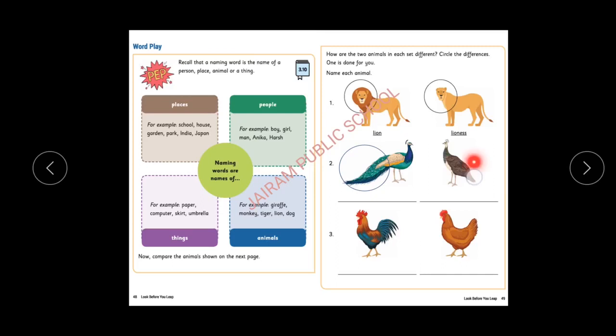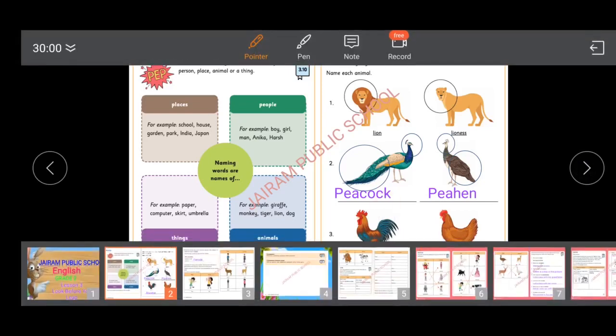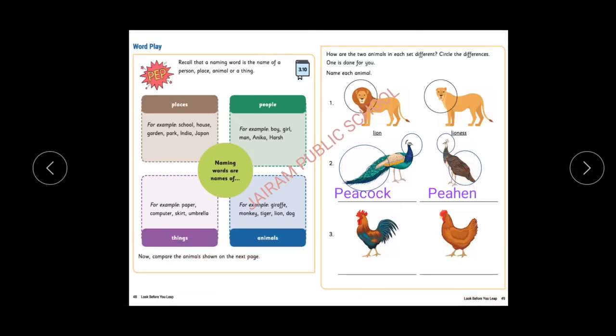So look at this peacock. This is also a peacock only. Look at the difference. There is no colorful feather. And look at the head also. On the head there is more color in this peacock, but in this one it is colorless. Am I right? These are the two differences. Let's write the name of the animal, peacock. And what's the name of this animal? Yes, this bird is a peahen. Peacock, peahen. Okay, next one.